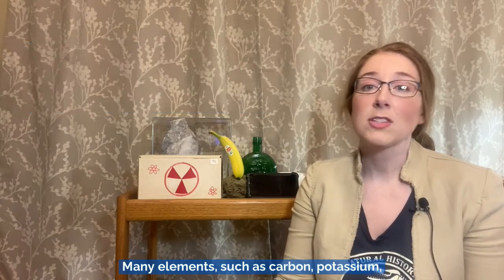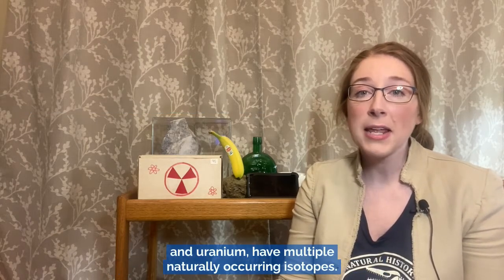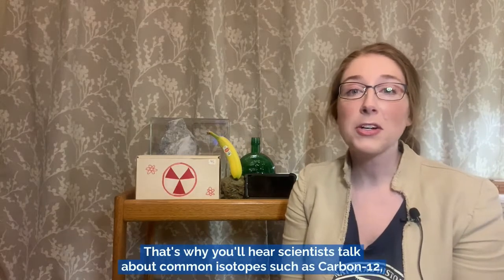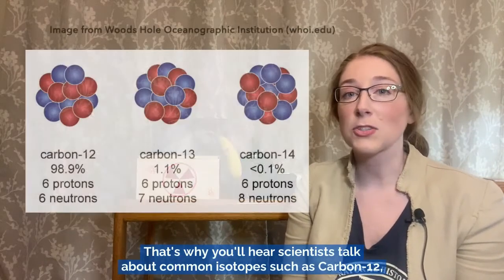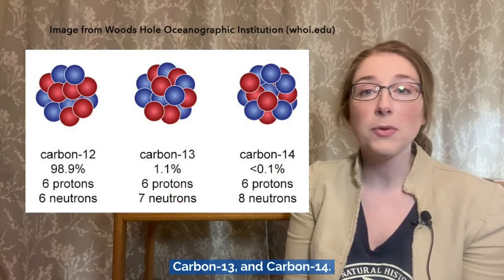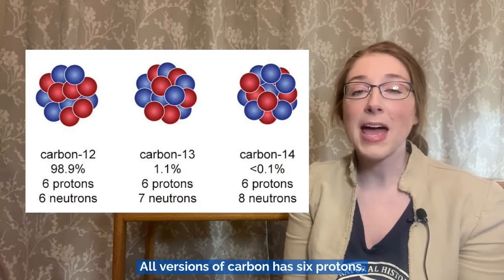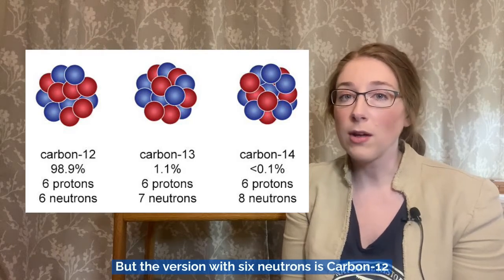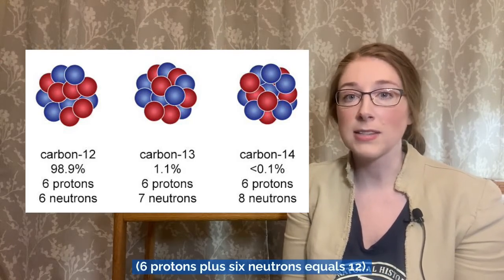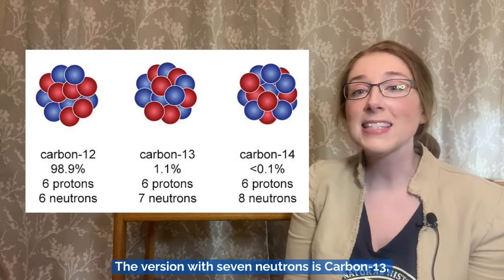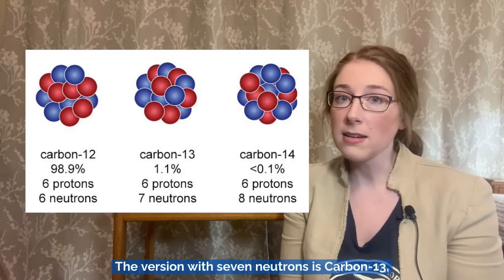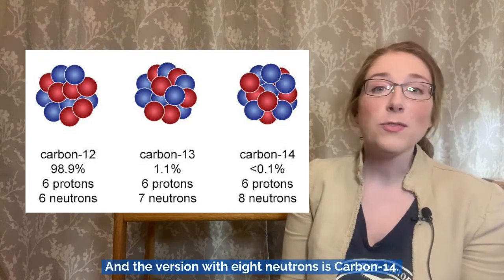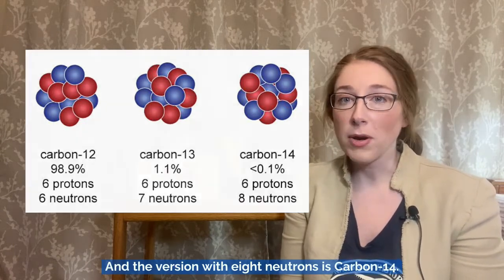Many elements, such as carbon, potassium, and uranium, have multiple naturally occurring isotopes. That's why you'll hear scientists talk about common isotopes such as carbon-12, carbon-13, and carbon-14. All versions of carbon have 6 protons, but the version with 6 neutrons is carbon-12. 6 protons plus 6 neutrons equals 12. The version with 7 neutrons is carbon-13, because 6 protons plus 7 neutrons equals 13. And the version with 8 neutrons is carbon-14.